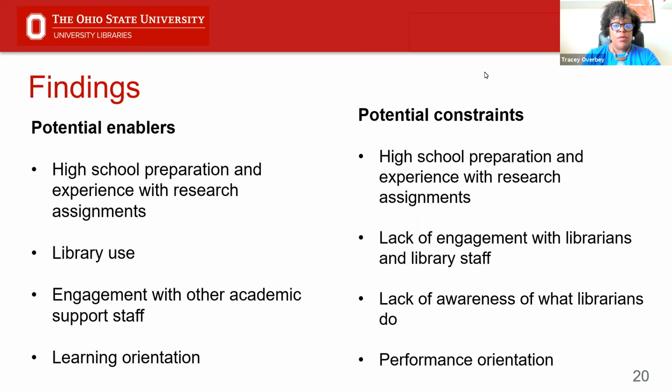Based on our initial exploration of the factors that might enable or constrain the development of Black and African American undergraduate students' information literacy, these are some of the potential enablers or constraints that we have identified. Additional rigorous and equity-minded research is necessary to determine if these are indeed enablers or constraints, as well as identify other opportunities for supporting Black and African American students' learning at the university.